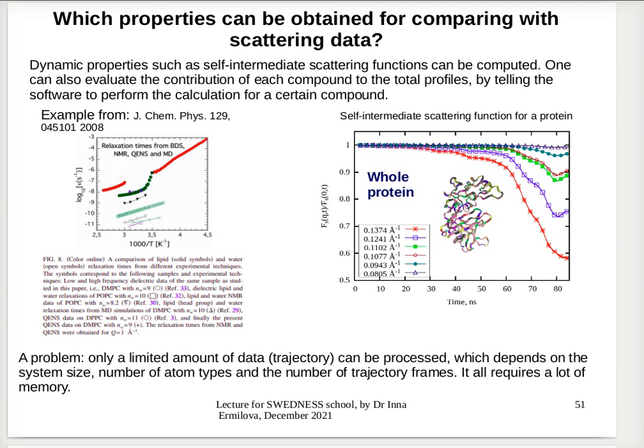Then dynamic scattering data can be computed. So for instance, self-intermediate scattering functions or even relaxation times can be calculated. Here you can see the comparison of NMR, QENS and MD. And since in the previous example I showed you that you can select certain atoms, here you can also select, for example, the whole molecule and see how the relaxation of a certain molecule can affect the total relaxation of the whole system.